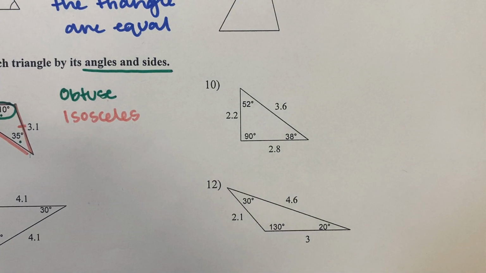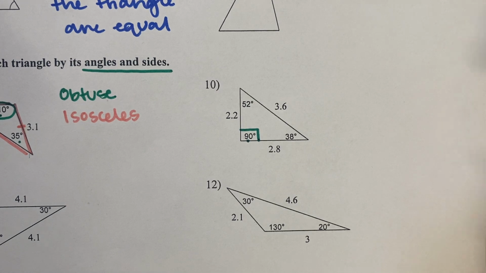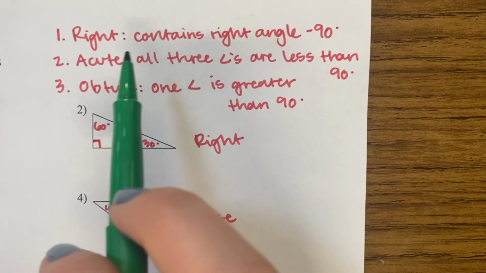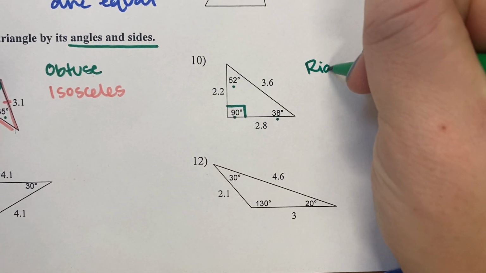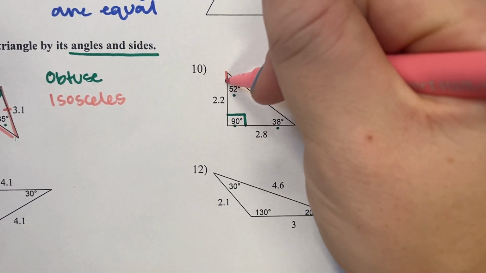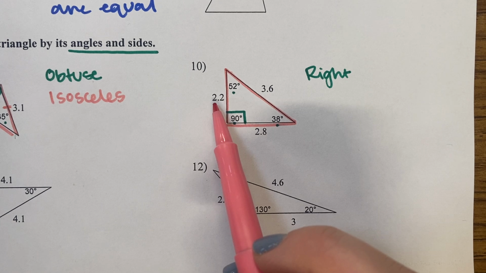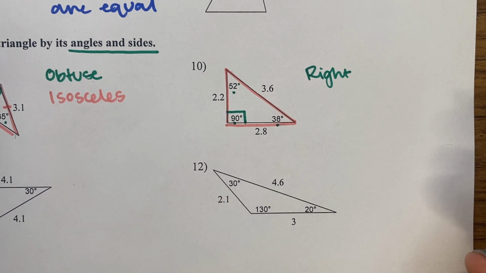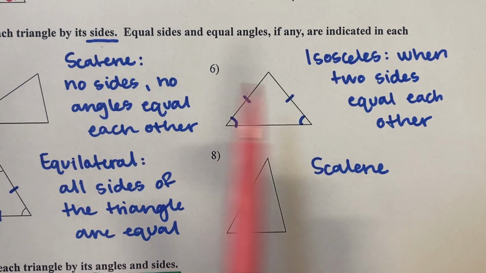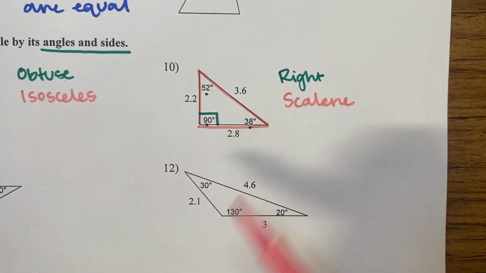Okay, number 10. Again, let's just start with the angles first. I see a 90, which can also be indicated by the little box symbol. I see a 52 and a 38. Well, remember, right angles are 90 degrees. Whenever you see that 90 degrees, we automatically know it's a right triangle. So since it has one of those as 90, we would classify this as a right triangle for its angles, and now we just need to look at the sides. I have 2.2, 2.8, and 3.6. Well, those are all different numbers, which means none of these sides are equal to each other. So the definition where none of the sides are equal to each other would be scalene. So the full classification for number 10 would be a right scalene triangle.